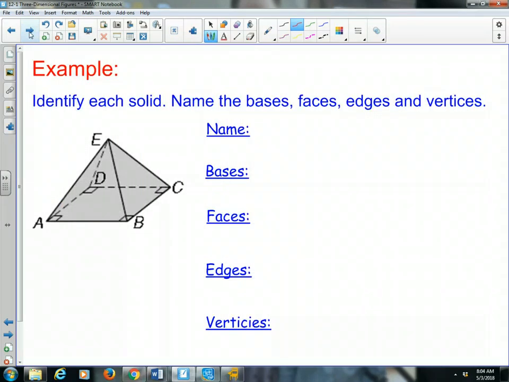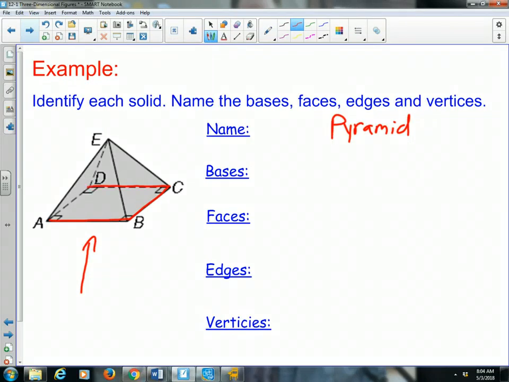Okay, so our only example problem for today, mostly terminology, but our example problem: identify each solid, name the bases, faces, edges, and vertices. So this thing is walking down the street. You're going to call it by its name. What would you call it? Don't call it just a pyramid. A pyramid is not specific enough. You name a pyramid by its base. So what shape is the base?